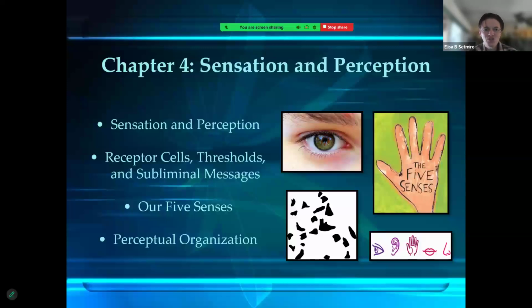All right, hi everyone. So the topic for this chapter is chapter 4, sensation and perception. We'll look a little bit at what is sensation, what is perception, looking at the different cells and thresholds and subliminal messages that are involved. We'll definitely spend a little bit of time looking over the five senses, predominantly vision, but looking at all five of them, and then a little bit with perceptual organization and also illusions at the end.